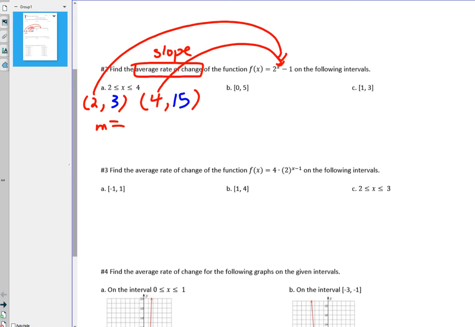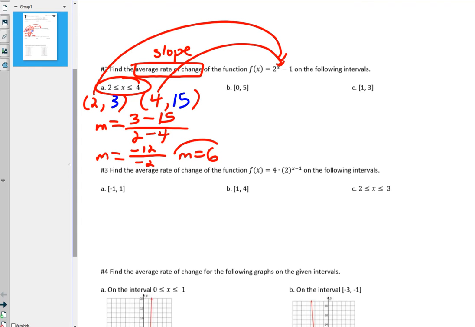M equals, what's the first y you see? 3, minus the second y, which is 15, over, what's the first x you see? 2, what's the second x you see? 4. 3 minus 15 is negative 12. 2 minus 4 is negative 2. What's negative 12 over negative 2? Positive 6. So when they ask you what is the average rate of change over this interval, 6 is the average rate of change.